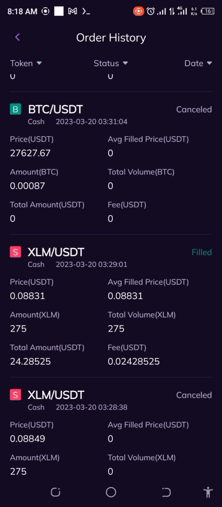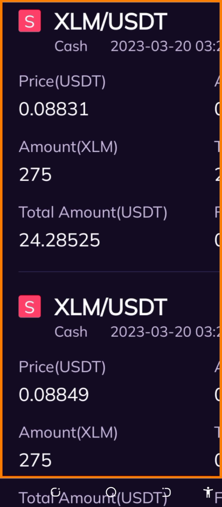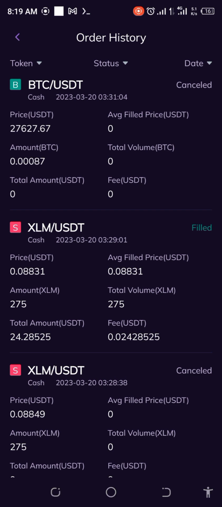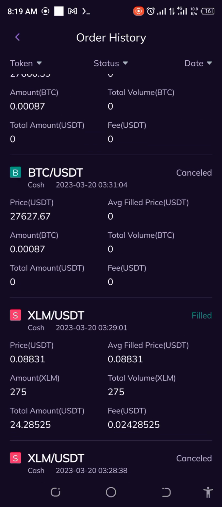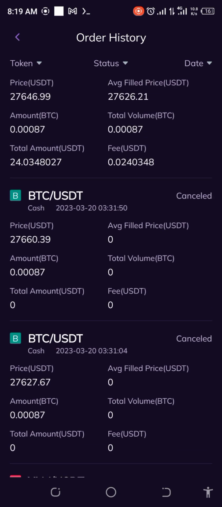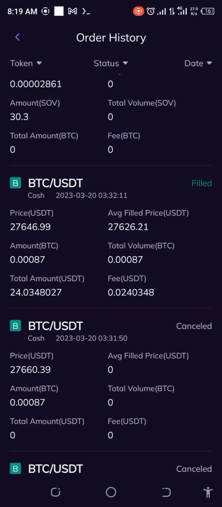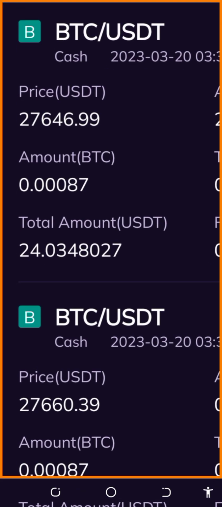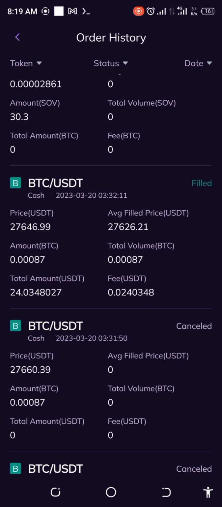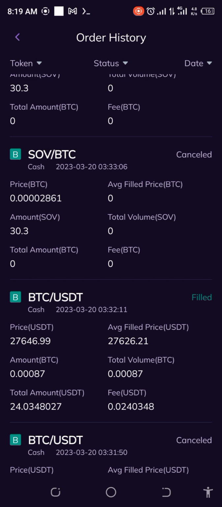Let me start from the XLM adventure. For the XLM adventure, we had to change 275, right? And you can see here, we got 24.28. So we actually started out this leg of the journey with 24.28, okay? By the time we wanted to buy BTC, which is here, the total amount we were able to pick up was 24.03. That was all we were able to pick up. We bought it at 27,626. Good. I hope you're understanding it better now. So we now went over to SOV BTC.